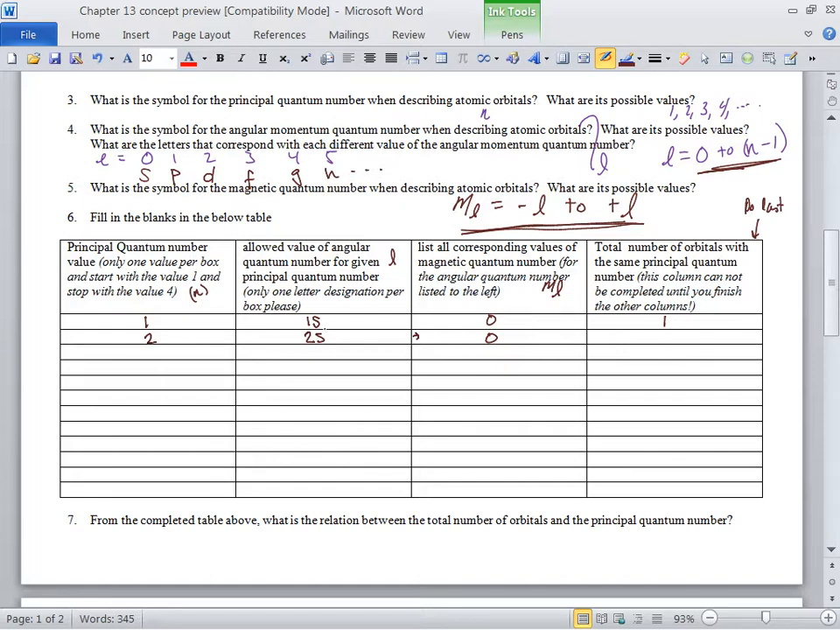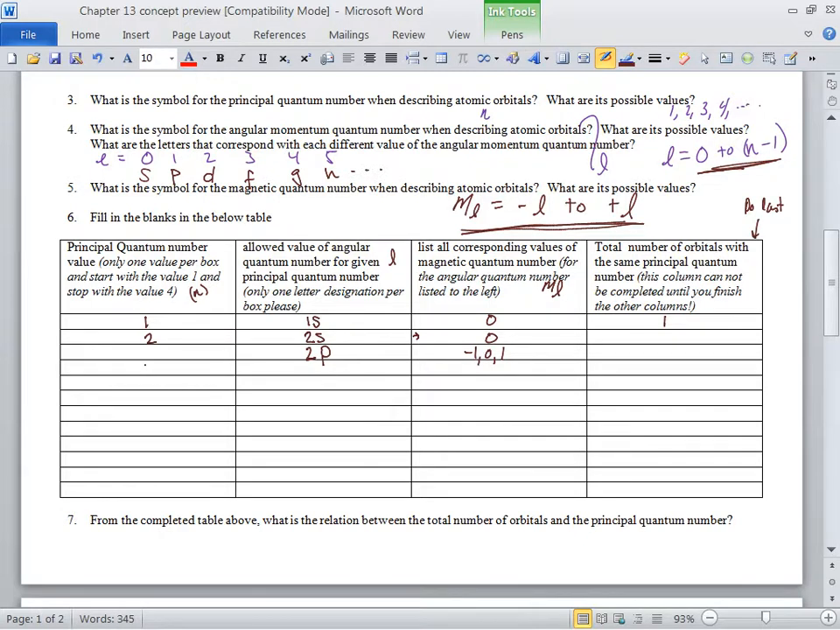N is 2. Now we could write 2p. Okay. What are the m sub L's now? -1, 0, 1. Okay, again, do that last column last. Okay, can we keep going? Yeah, because there's no such thing as a 2d, right? That's too far. Okay, so now I gotta go to the next one.